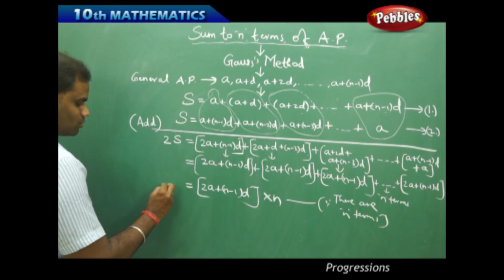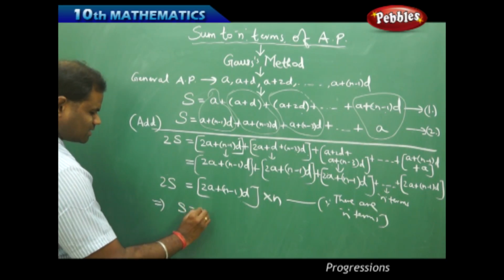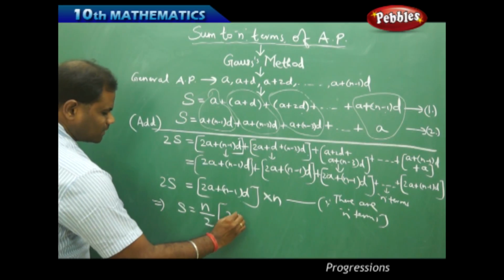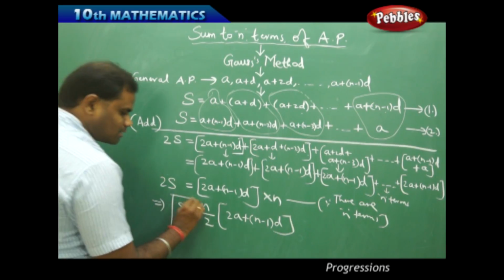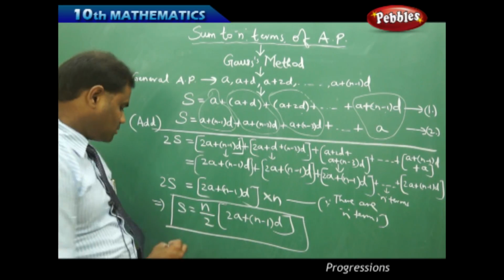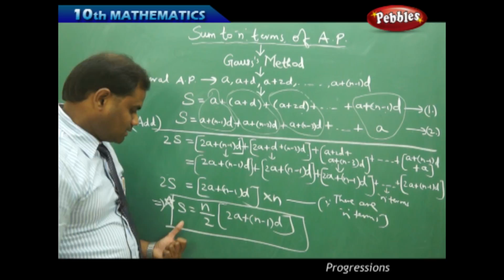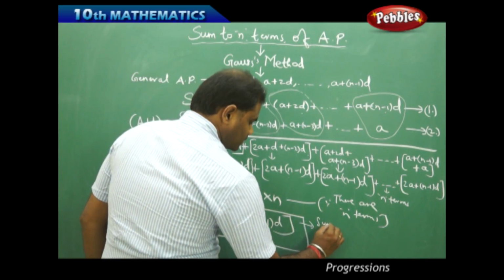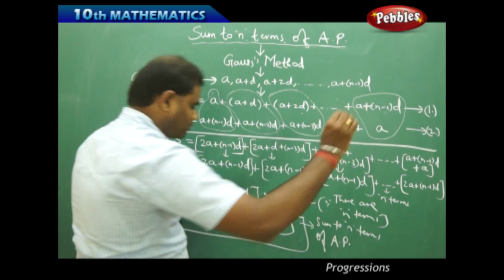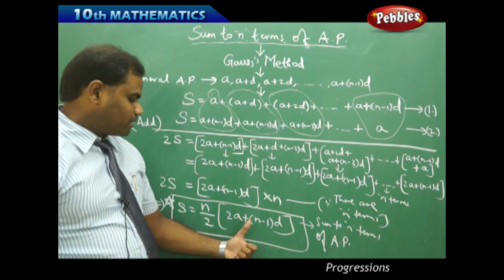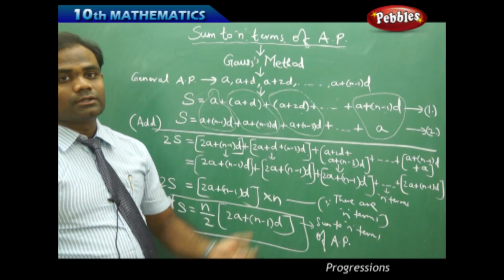Therefore, I get here 2S is n times 2a plus (n minus 1) into d, so that my S, when arranged, is n by 2 into (2a plus (n minus 1) times d), which is called the sum to n terms of the arithmetic sequence given by the formula. So this is how I understand the sum to n terms of arithmetic progression is given by n by 2 times (2a plus (n minus 1) into d), which is how we get the derived formula using the Gauss method.